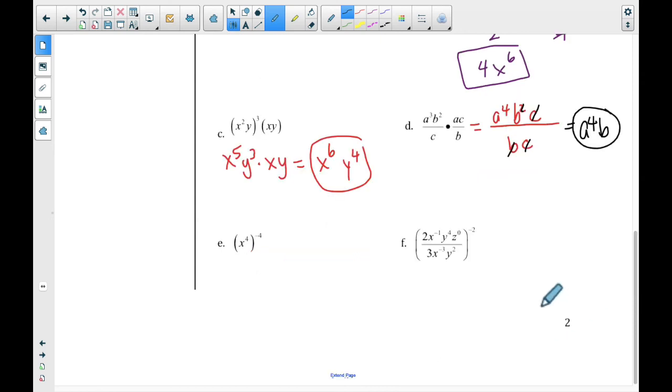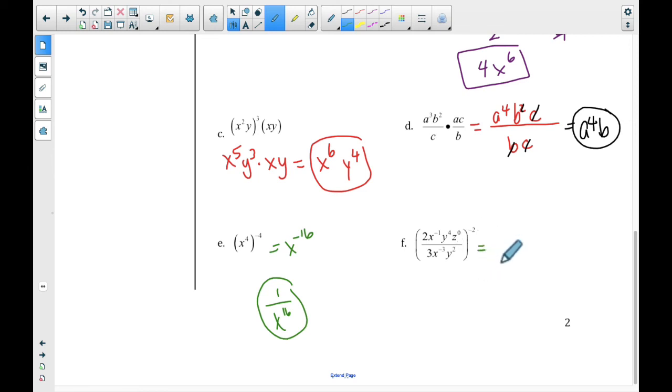All right, 2 more examples. These involve negative powers. When we have a negative power, we have to flip it upside down. So this is like x to the negative 16th, and x to the negative 16th is 1 over x to the 16th. And on this one, man, there's a lot going on.